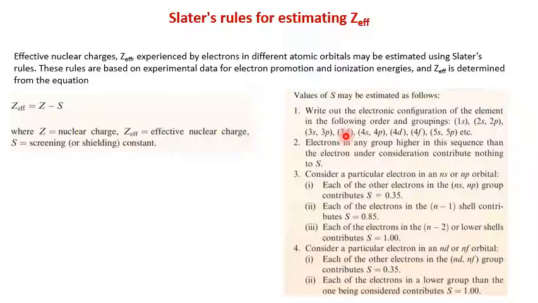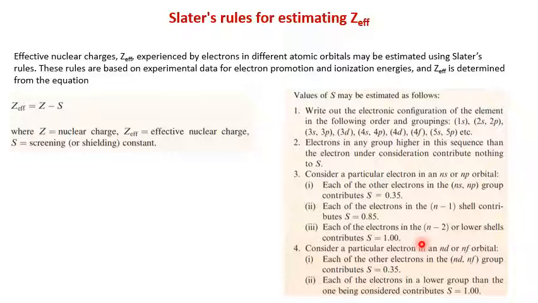So if your electronic configuration is up to the 3d orbital, then all the previous orbitals like 3s, 3p, 1s, 2s, 2p will contribute 1 each. Only the nd orbital electrons contribute 0.35, and the remaining core electrons contribute 1 to the screening constant value if your electron of interest resides in a d or f orbital. You will understand it better when I give you two examples.